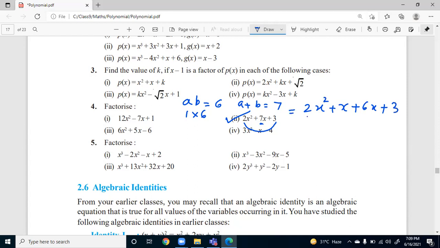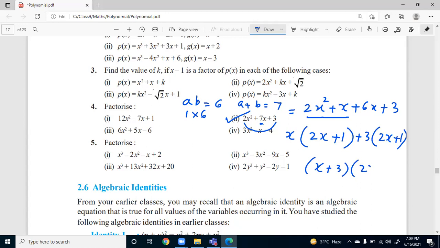Okay, now out of these two terms, what should I take common? Ma'am, x. I can take x common, then in the bracket remains 2x plus 1. And similarly, if I take 3 common, then what comes in the bracket? That is 2x plus 1. Okay, so I got two brackets or two factors that are x plus 3 and 2x plus 1.